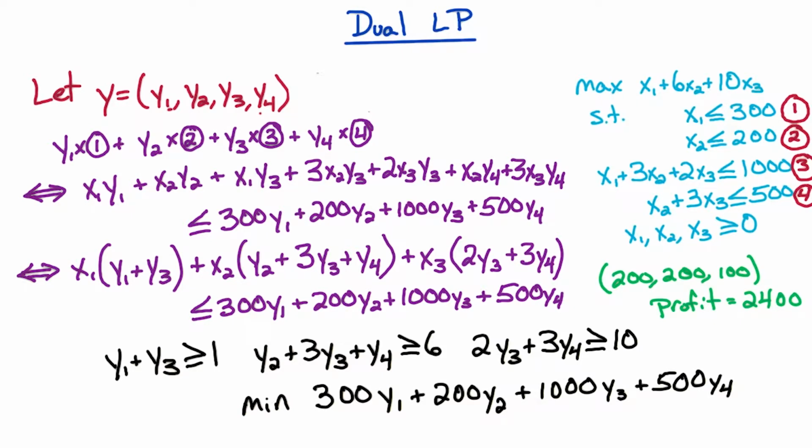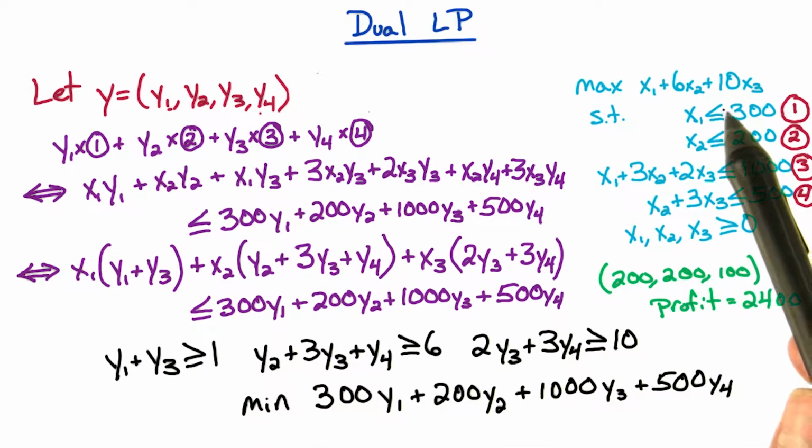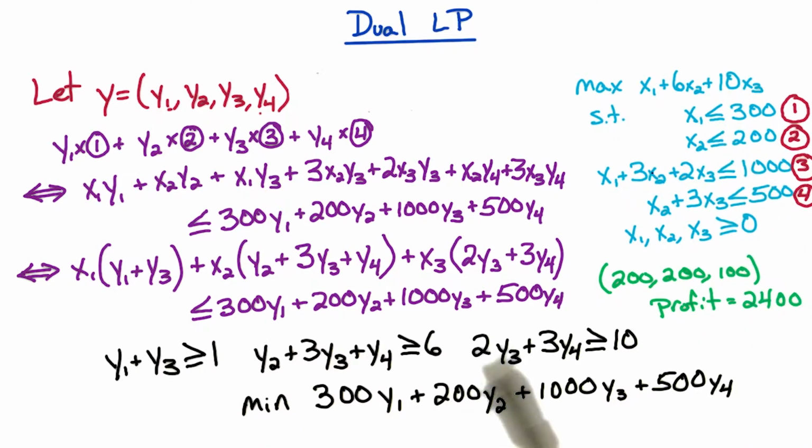So our objective is to minimize 300y1 plus 200y2 plus 1000y3 plus 500y4. This is the right-hand side here. And this is our dual LP. This is in fact a linear program. We're just trying to find the feasible y's, those y's satisfying these three constraints, and we want to find the feasible y which minimizes this objective function. So our original LP had a maximization, now we have a minimization, and our constraints originally were less than or equal to constraints, and now they flipped to at least constraints.